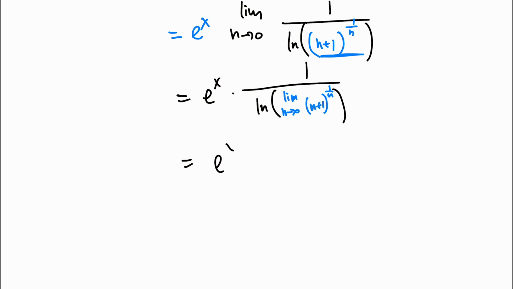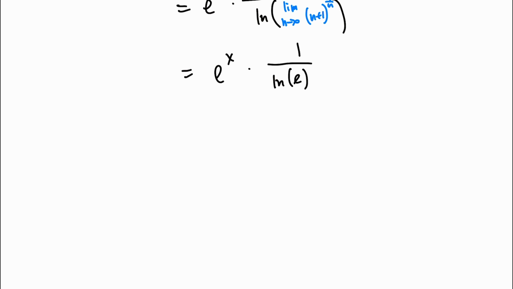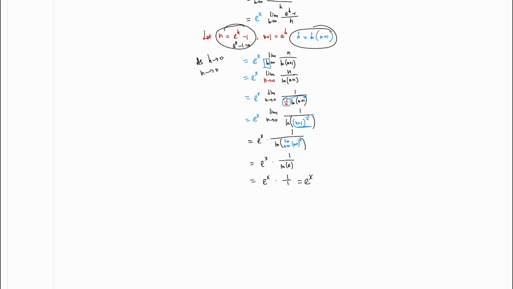That will be e to the x times 1 over ln e. And we know that ln e, which is basically log base e of e, is simply equal to 1. And that will be e to the x times 1 over 1, which is e to the x. And let's recall what we tried to differentiate. What we tried to differentiate is actually e to the x. So what we get is e to the x back. And if you look at the graph, it's actually exactly correct.